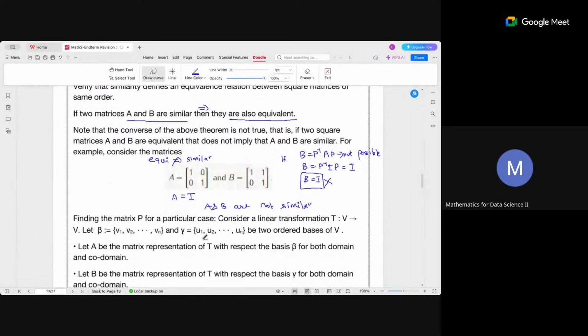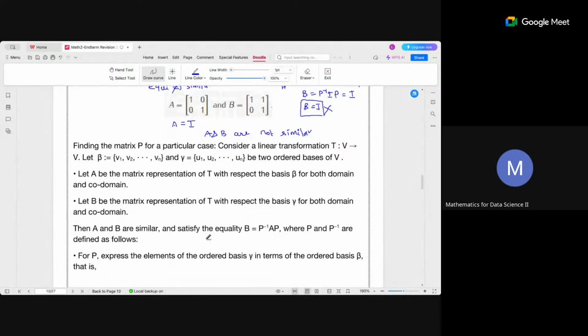Okay, fine. Now the similar process of finding the matrices A and B for a transformation T from V to V. Now you are having the same domain and codomain, and then you are having two bases beta and gamma. A is the matrix representation of T with respect to beta for both domain and codomain, and B is the matrix representation of T with respect to gamma for both domain and codomain. Then A and B are similar.